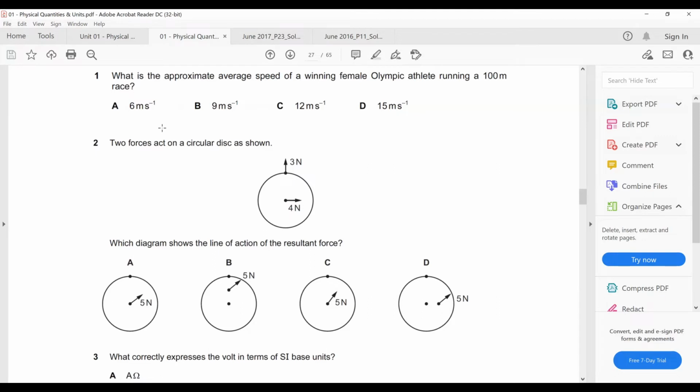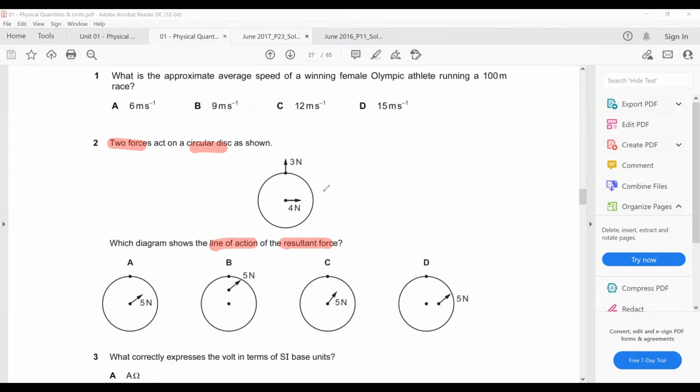Okay, now this one, page 27, question 2. There are two forces that act on a circular disc as shown. Which diagram shows the line of action of the resultant force? Okay.